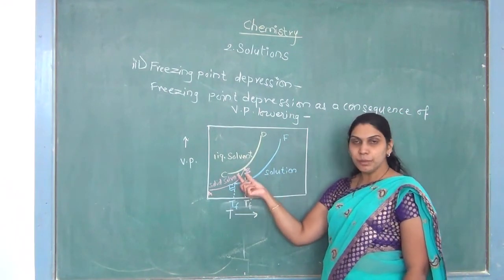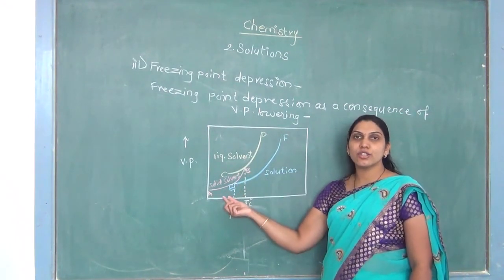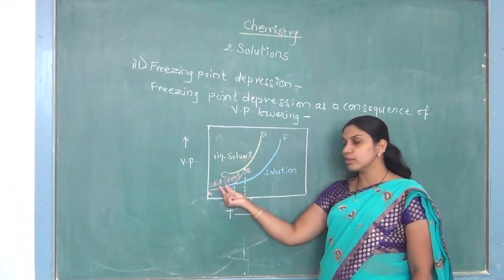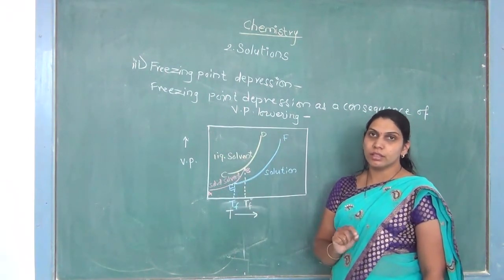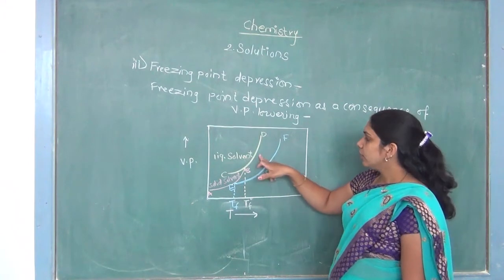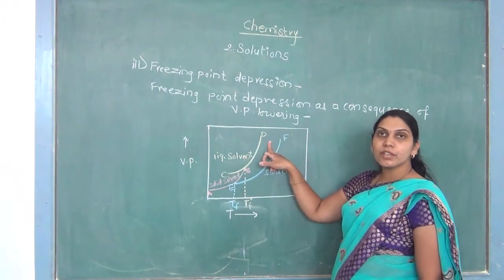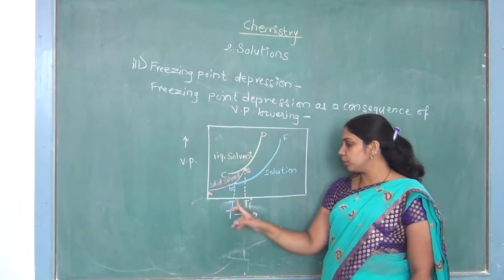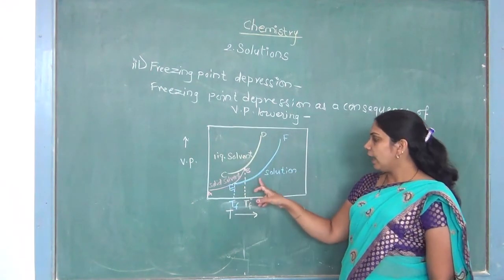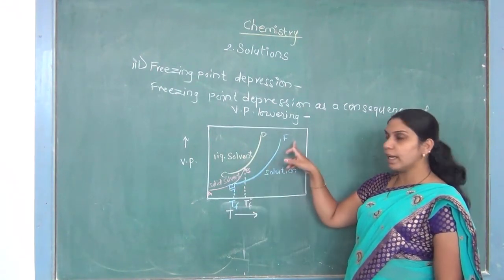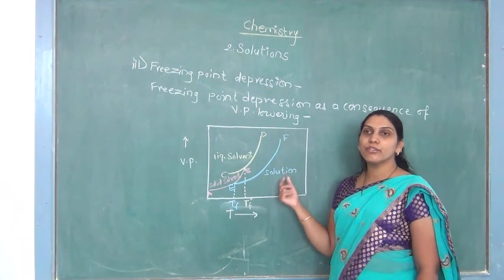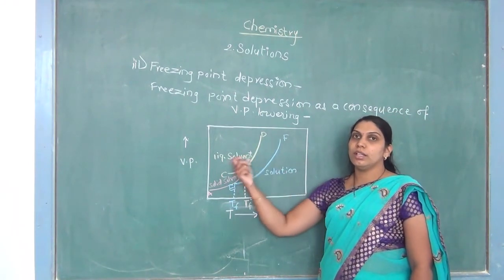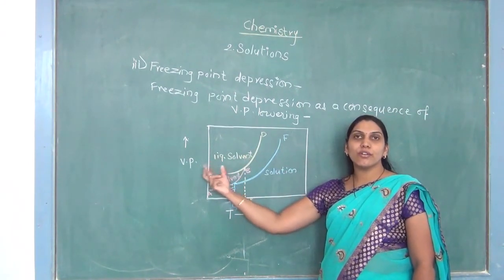The curve AB shows the variation of vapor pressure with temperature for the solid solvent. The next curve is the curve CD, which shows the variation of vapor pressure with temperature for the liquid solvent. And the next curve is EF, the curve for the solution, which shows the variation of vapor pressure with temperature.